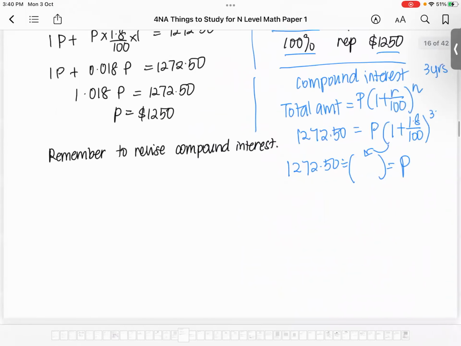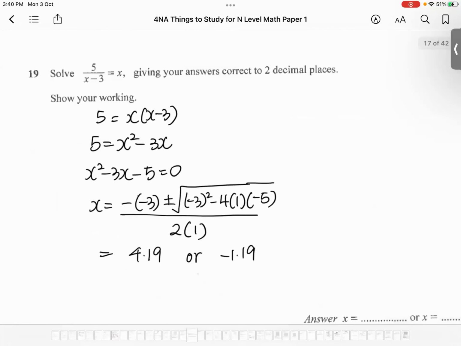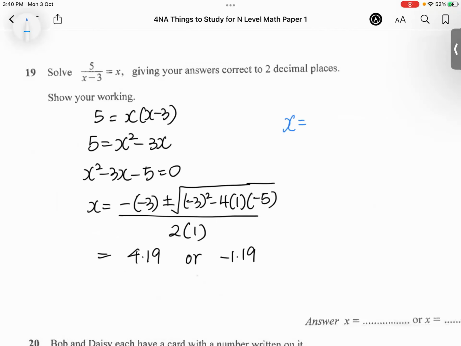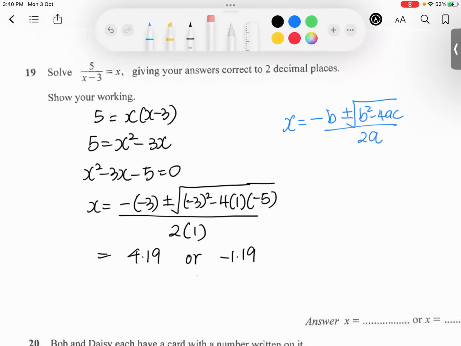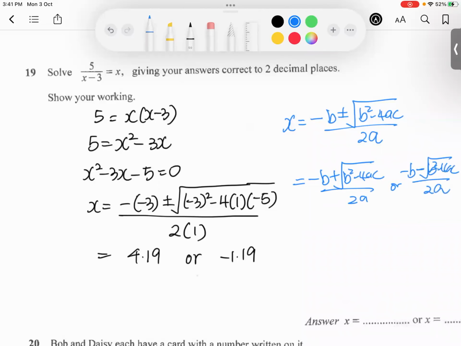Next part, this one, just for you to refresh your memory. What is the formula for solving a quadratic equation? Anyone? x equals negative b plus minus square root of b squared minus 4ac, over 2a. Common mistake, students will forget this plus or minus. What does this plus or minus mean? How to find the answer? They are different. This means the first answer is negative b plus the square root, or the second answer is negative b minus the square root, over 2a. So you get two different answers.